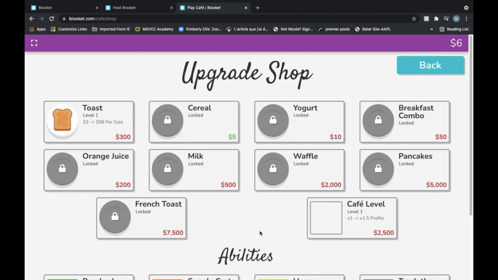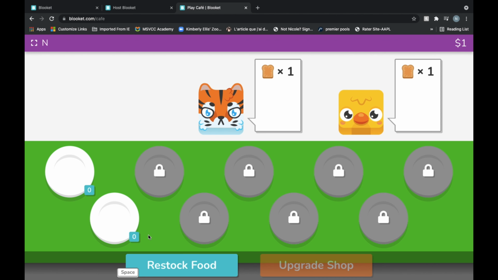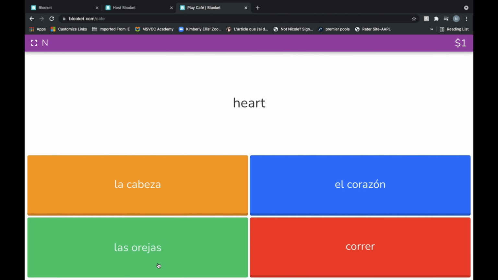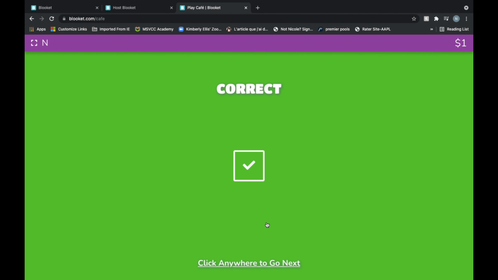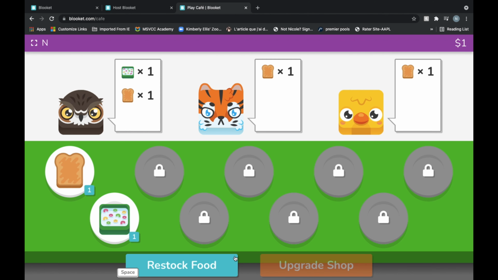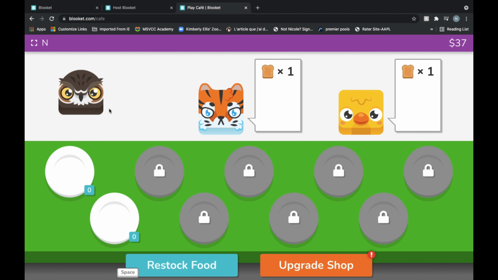Then they get to upgrade their shop. And they definitely want to upgrade their shop because they can earn more money later. Have to restock food. How do we say heart? El corazón. And these will be words that they've already seen in a PowerPoint that I showed them before we play the game. Here, the owl wants toast and cereal. And so then he just earned $36. I can upgrade my shop again.